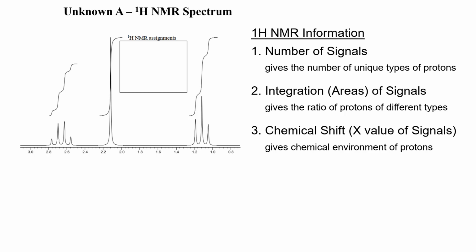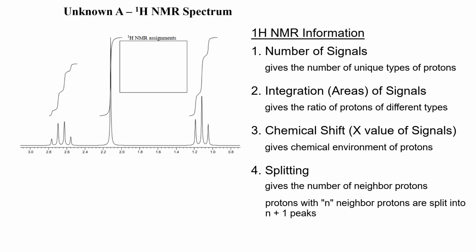The final type of information that you get out of Proton NMR is splitting information. Some of these signals are single peaks, and some of these signals have been split into multiple peaks. The splitting tells you about the neighboring protons. There's something called the n+1 rule that states that protons that have n neighbors, where n is some integer number, are split into n+1 peaks. For example, if you're a proton and you have one neighbor, you're split into 1 + 1 or 2 peaks, so your signal would be split into a doublet.